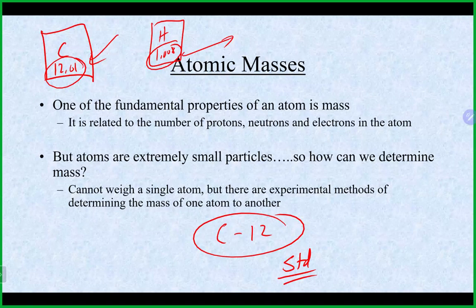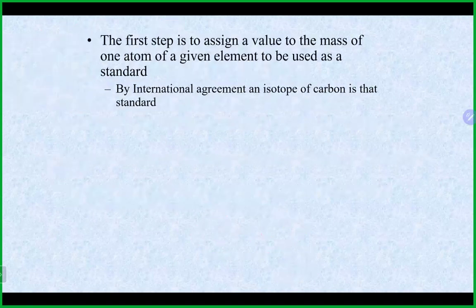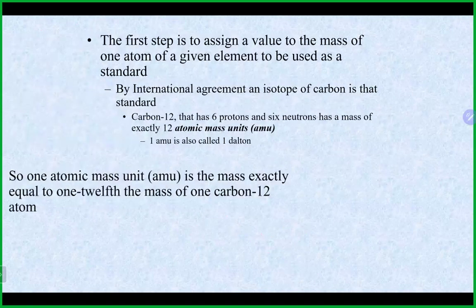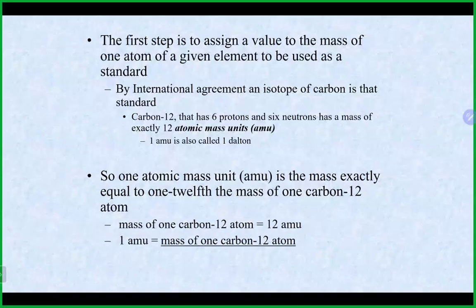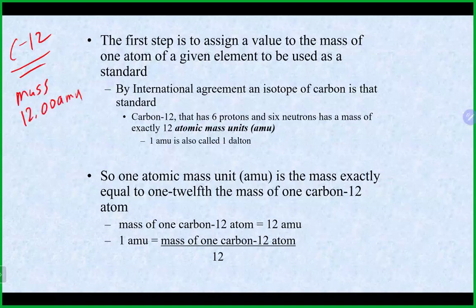Now, the carbon-12 isotope is a guy that has basically 6 protons and 6 neutrons, and it has a mass of 12, referred to as AMU. So the carbon-12 isotope, which is the standard, has a mass of 12 AMU, which stands for atomic mass unit. Atomic mass unit is a unit, obviously, of mass.